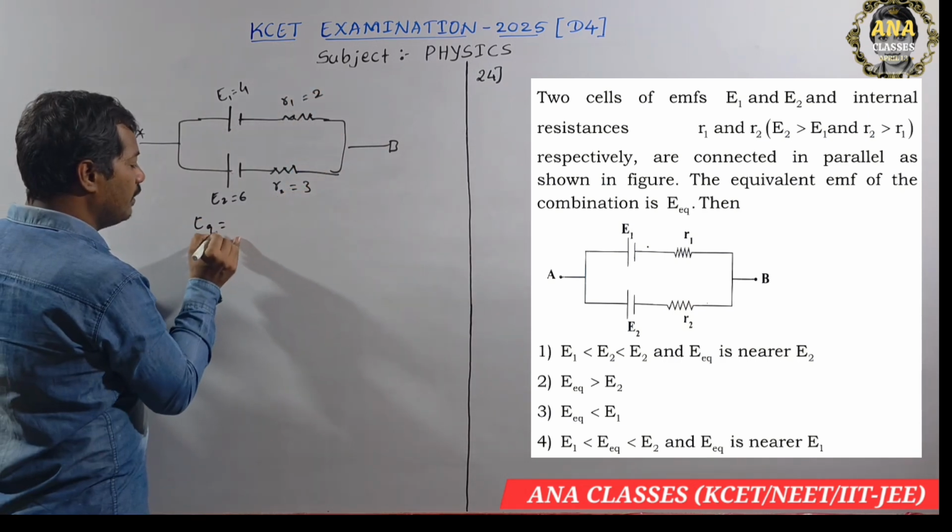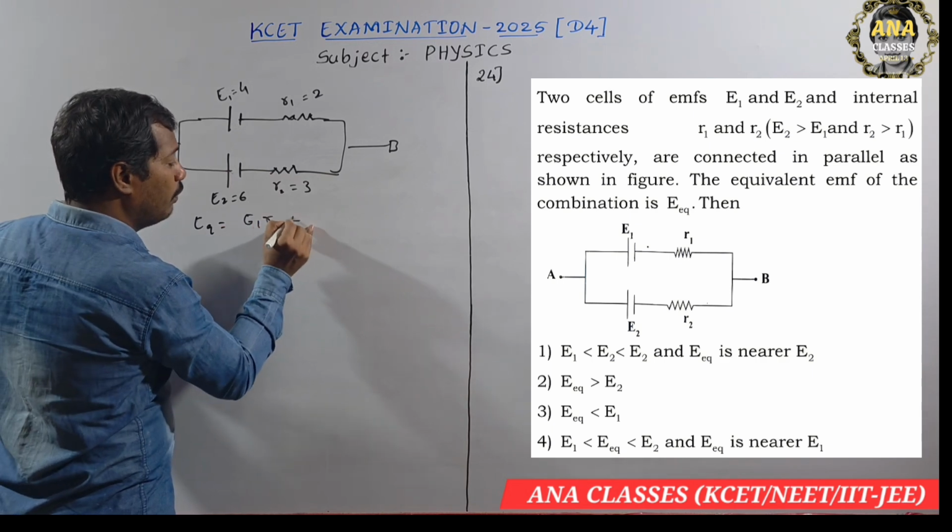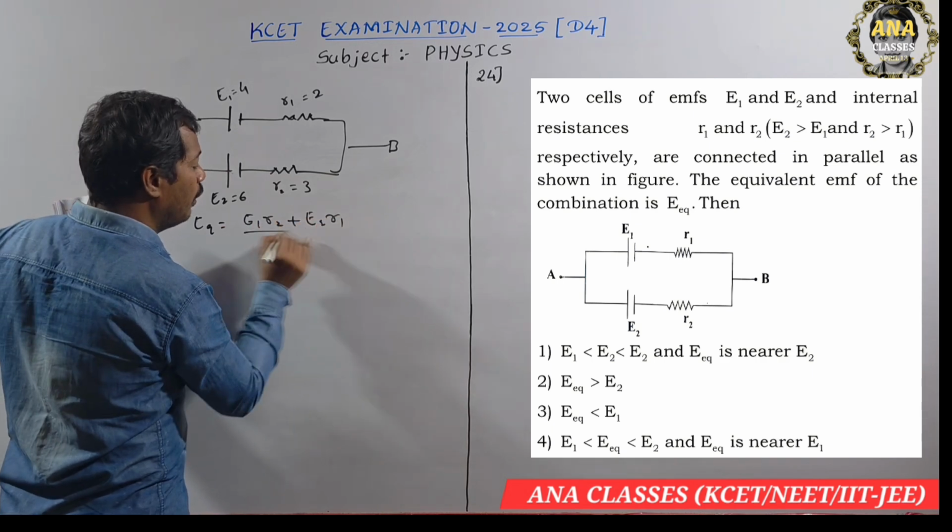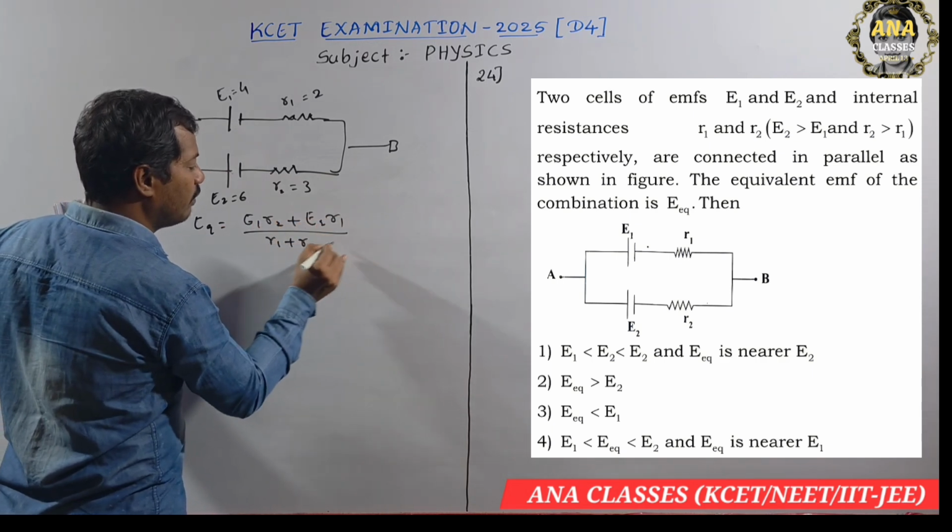E equivalent is equal to what? E1 R2 plus E2 R1 divided by R1 plus R2 is our formula.